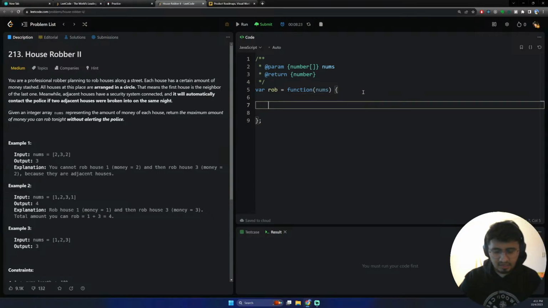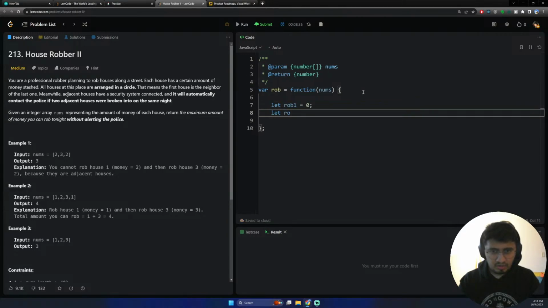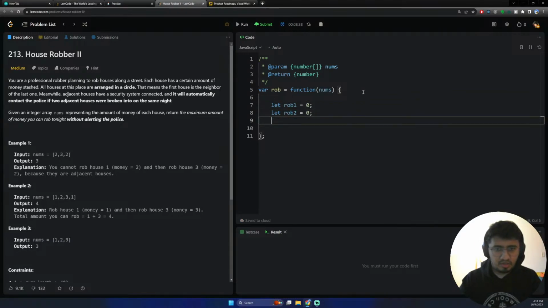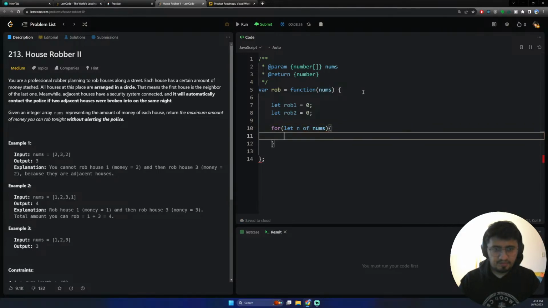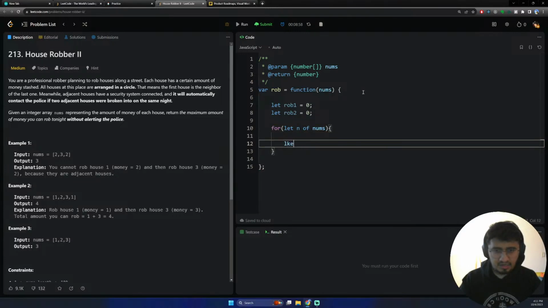So let's say we have let our rob1 is equal to 0 and let rob2 equals 0. I guess we need to traverse the element two times for let n of nums. What we need to do is let temp is equal to Math.max.